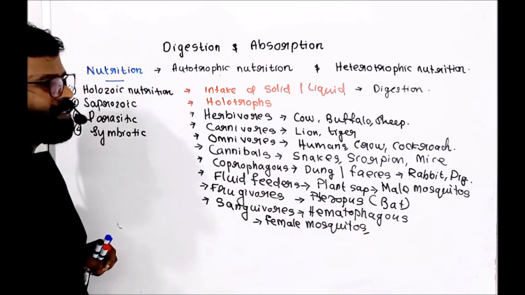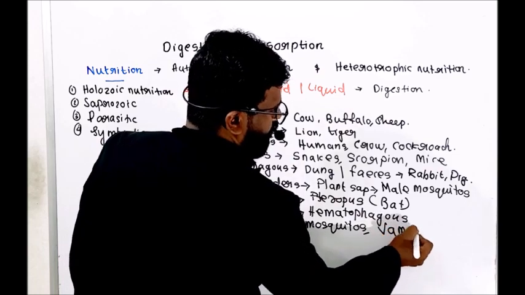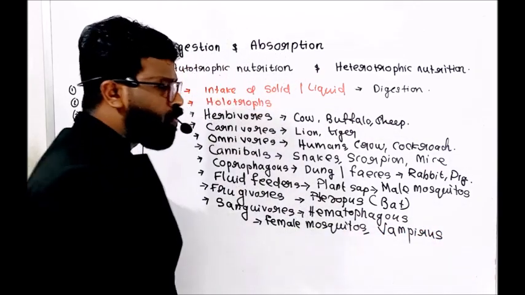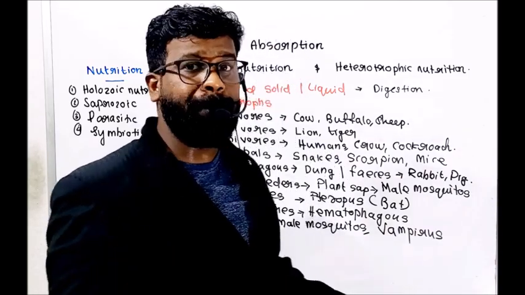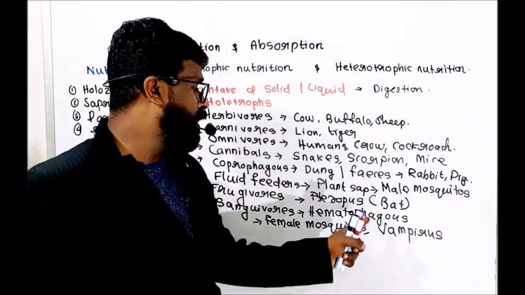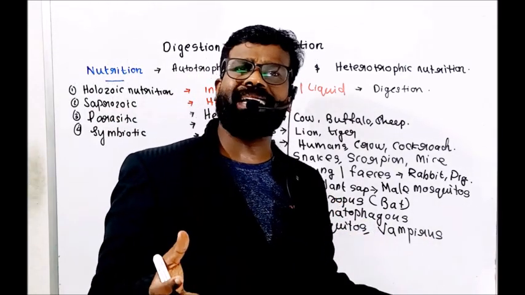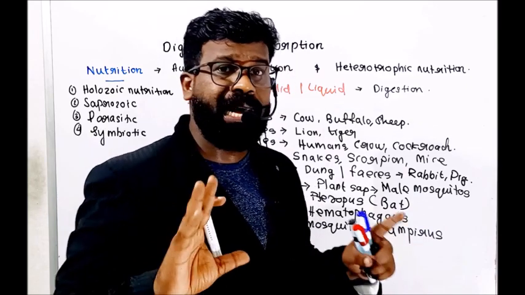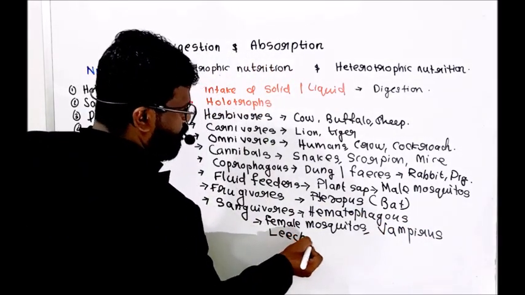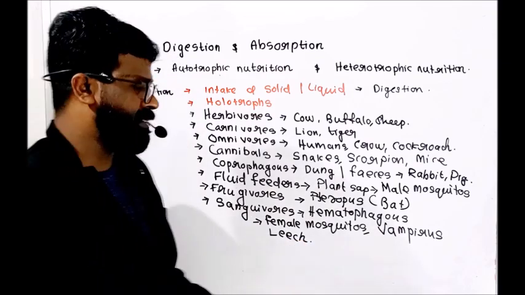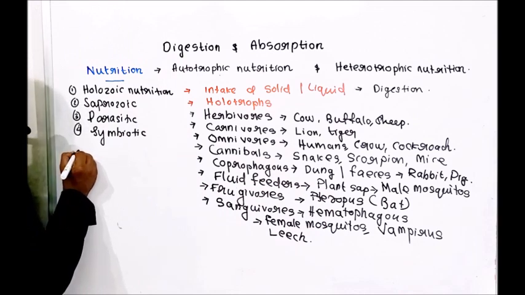Female mosquitoes. Vampirus, sorry, the blood feeding bat. Vampirus is the blood feeding bat. The fruit eating bat is Chiropus. The blood feeding bat is called Vampirus or Vampira. Then leech, etc. Leech. The blood feeders are sanguivores or hematophagous. Next example.